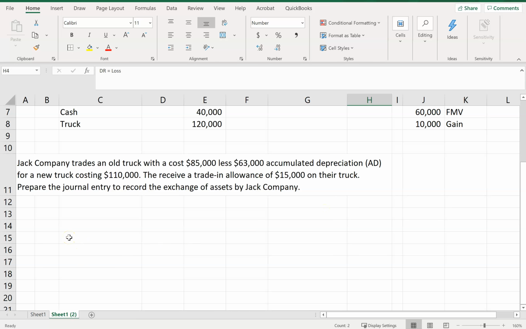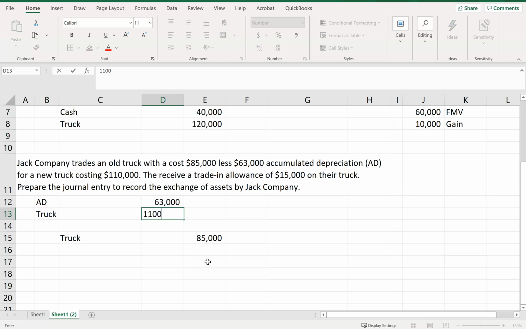Okay, so let's just go part by part again, piece by piece. So the first one is that we need to get rid of this old truck. And to get rid of that, we're going to do a credit. Skip a few lines, credit to the truck account for $85,000, and then we need to get rid of that accumulated depreciation of $63,000. They tell us in this case the cost of the new truck, which is $110,000. So they tell us that was the price that we paid. That's what the bottom line said when we signed our contract.